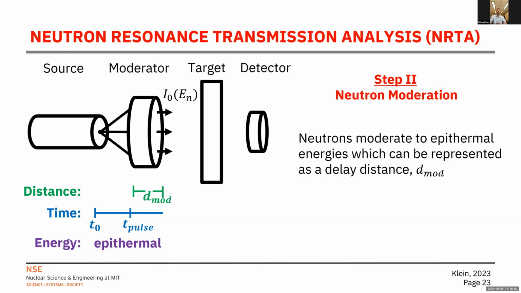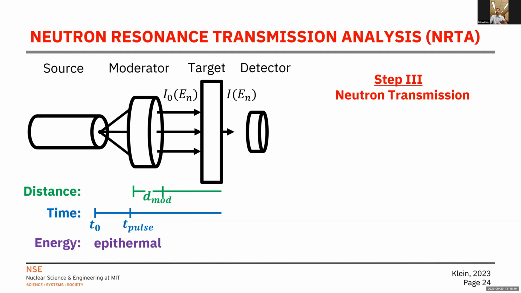Now, those neutrons are going to take some moderation distance, d mod, to moderate, and we'll have to account for that. Now, the next step is that some fraction of these neutrons are actually going to be transmitted through the target, and some will be attenuated. Now, how do we determine that? Well, the calculated transmission is just going to be the ratio of the neutrons that make it through the target compared to that incident neutron flux that we sent into the target.